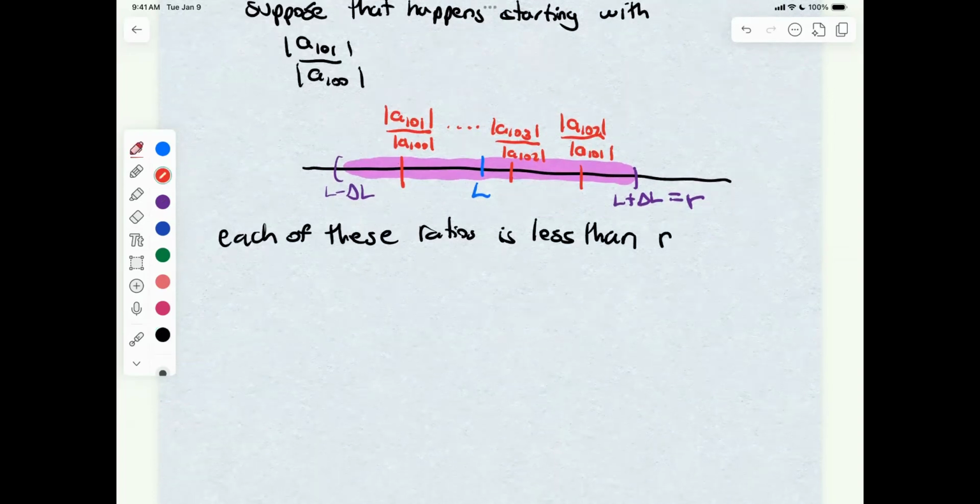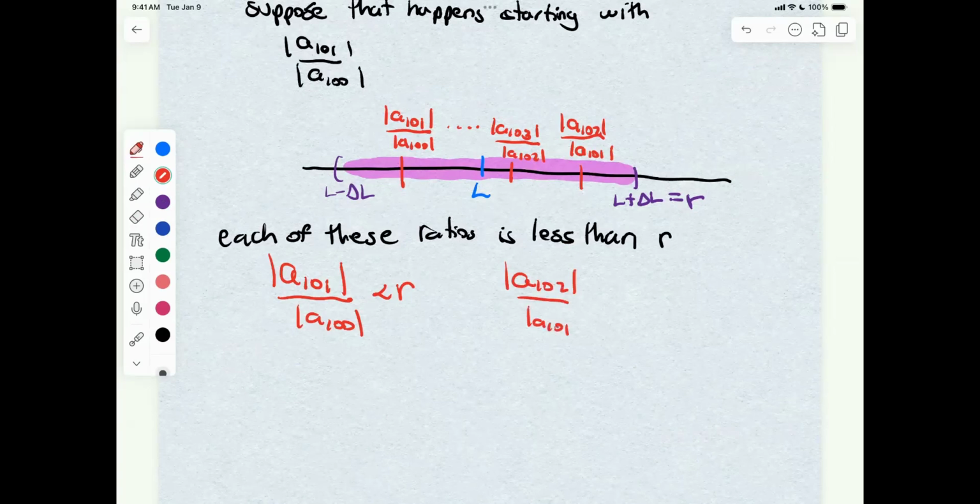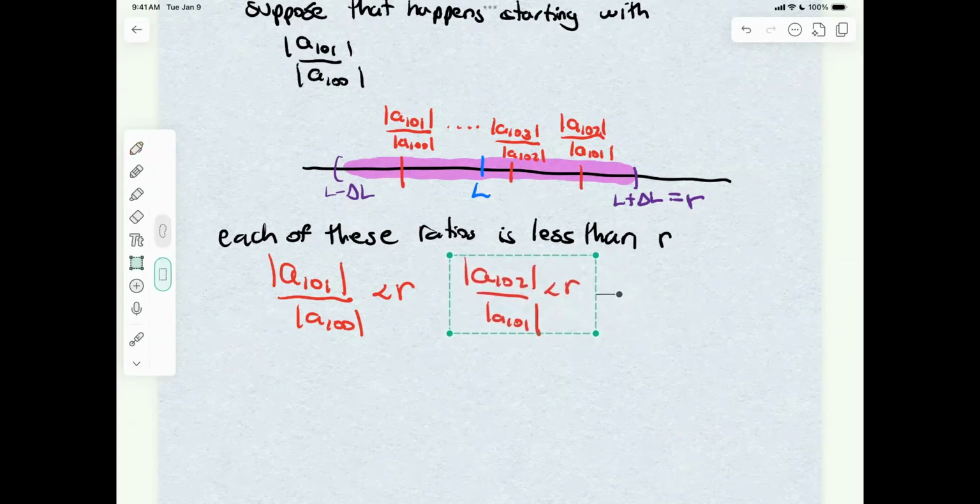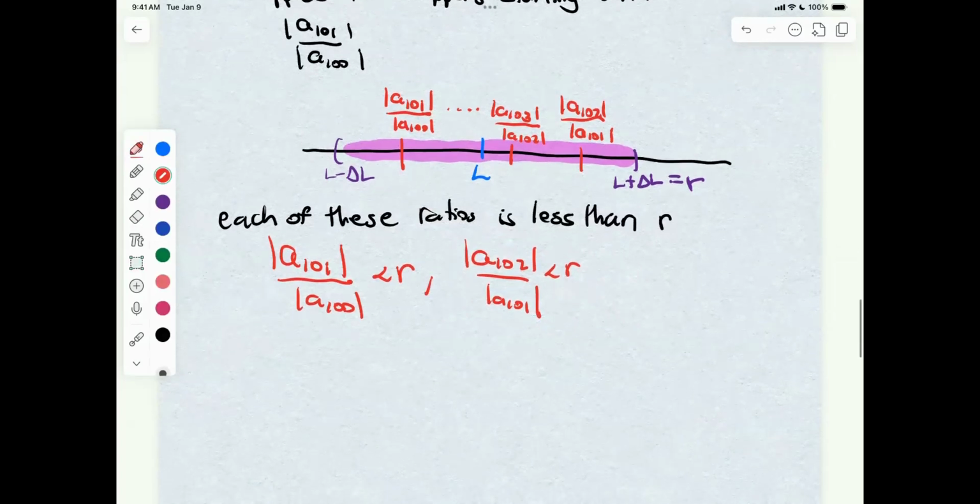So what does that mean? That means that A of 101 divided by A of 100 has to be less than R. It also means that A of 102 divided by A of 101 is less than R. It also means that A of 103 divided by A of 102 is less than R, etc., etc. All the successive ratios, A of 1,000 divided by A of 999, is less than R. Any ratio, A of a trillion and one divided by A of a trillion, is less than R, etc. Okay?